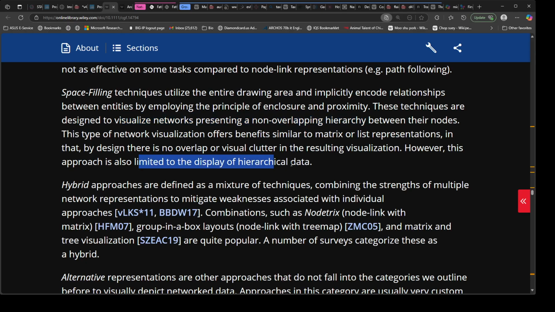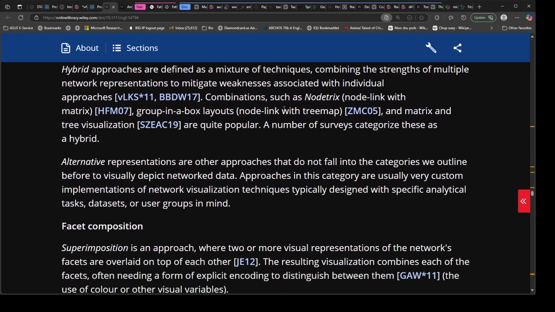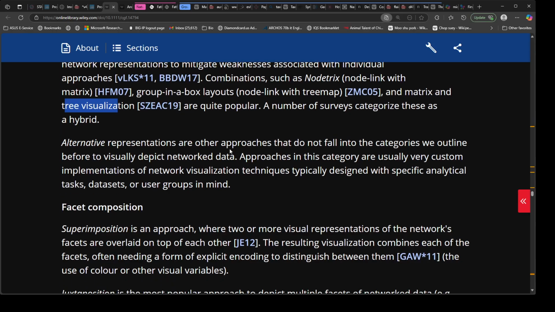Hybrid approaches are defined as a mixture of techniques, combining the strengths of multiple network representations to mitigate weaknesses associated with individual approaches. VLKS 11, BBDW 17. Combinations, such as node tricks, node link with matrix HFM 07, group in a box layouts, node link with tree map ZMC 05, and matrix and tree visualization, CAC 19, are quite popular. A number of surveys categorize these as a hybrid.